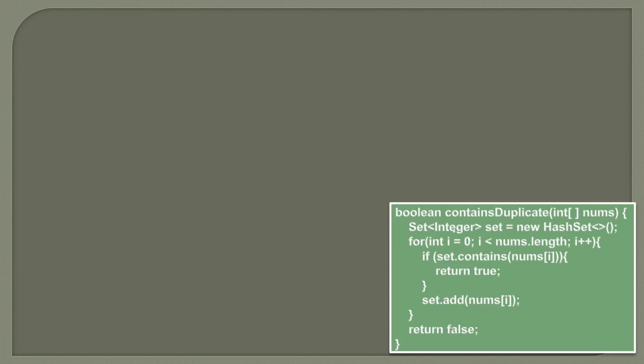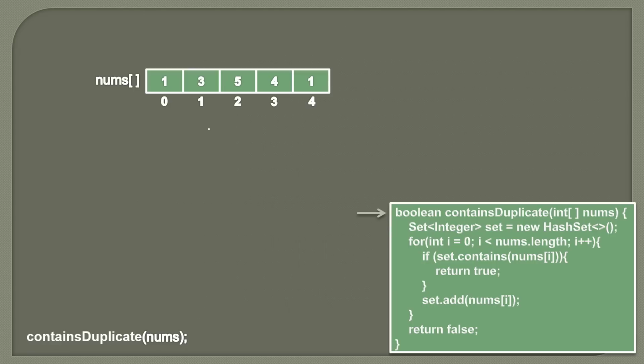So this is the code where the method name is containsDuplicate. We pass in the array. So at first, when we call the containsDuplicate method, we pass in the array. Now let's say we are given this array having values 1, 3, 5, 4, 1. So at the first step what we do is we create a hash set. So this is our set.